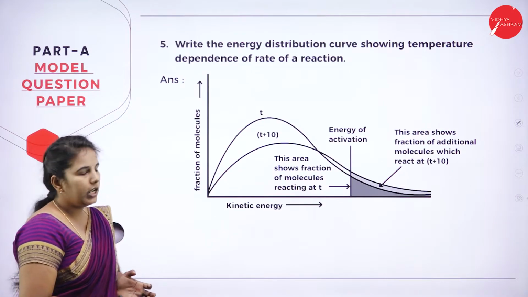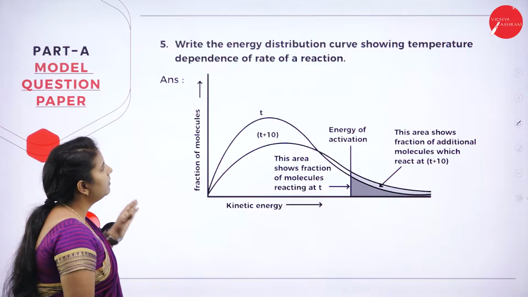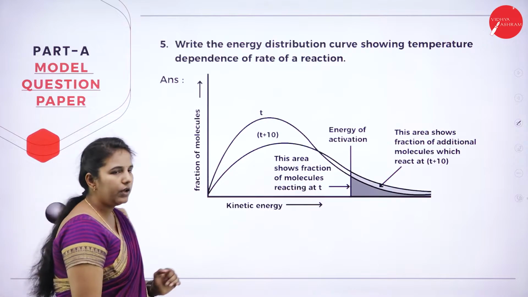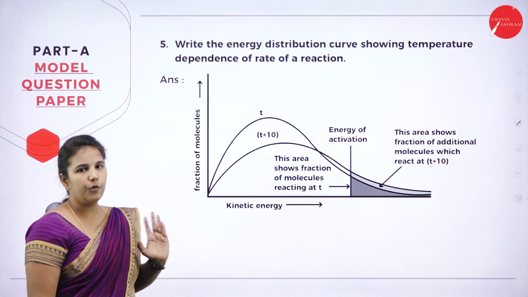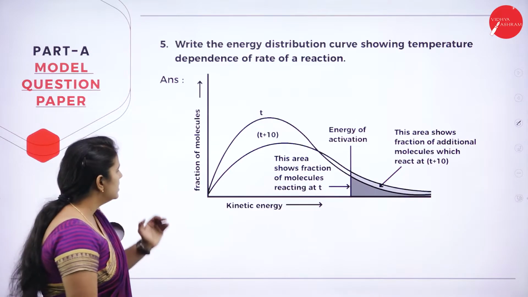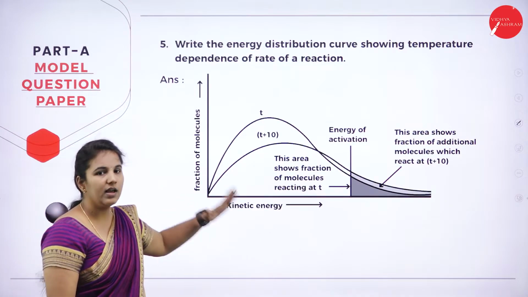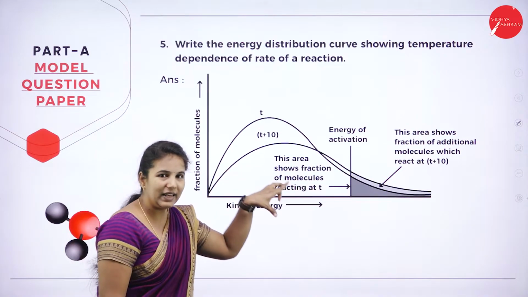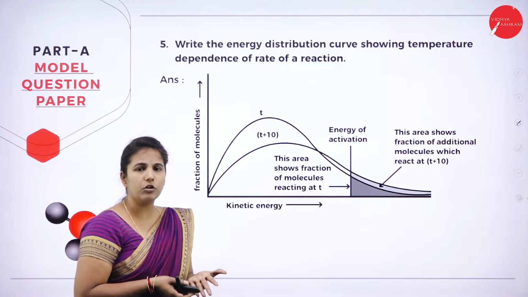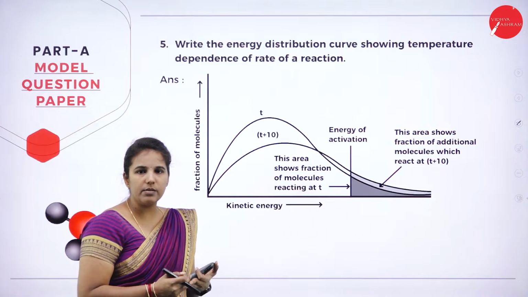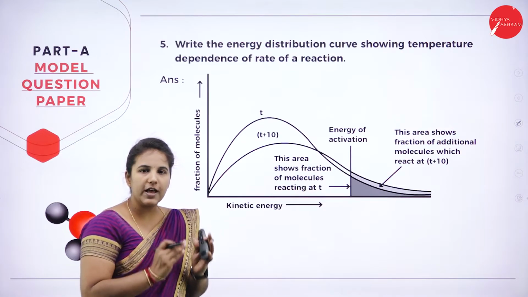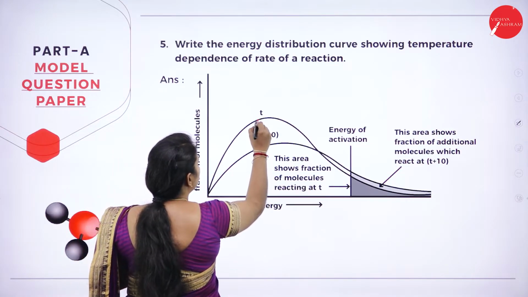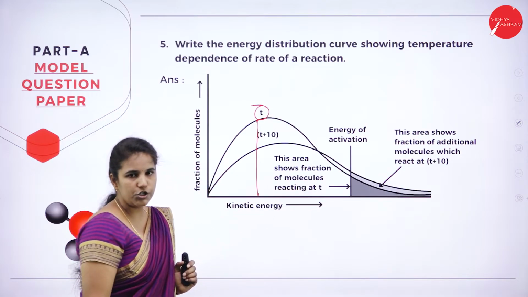Coming to the fifth question, draw the energy distribution curve showing the temperature dependence of the rate of reaction. Here you can see a graph based on the Arrhenius equation, where you plot energy versus the fraction of molecules. What will happen to the collision of the molecules if you increase the temperature? If you increase the temperature, the fraction of molecules in the system that undergo collision changes, and it will reach a maximum position.